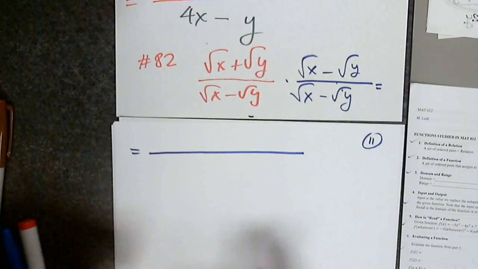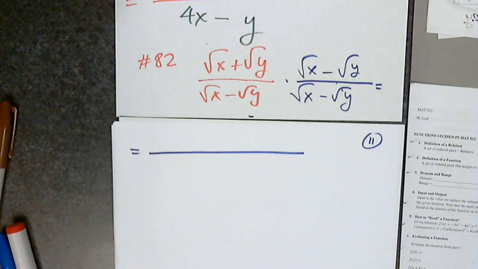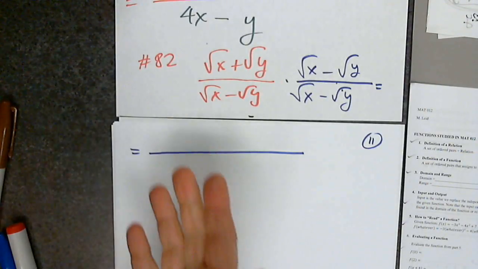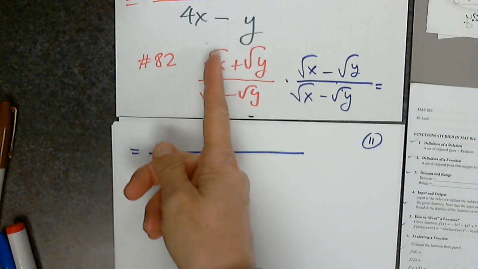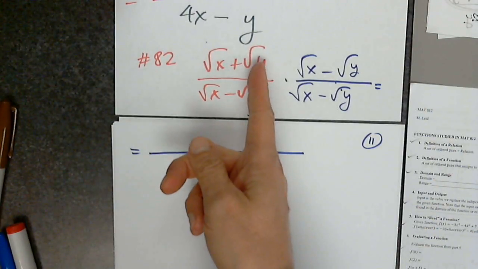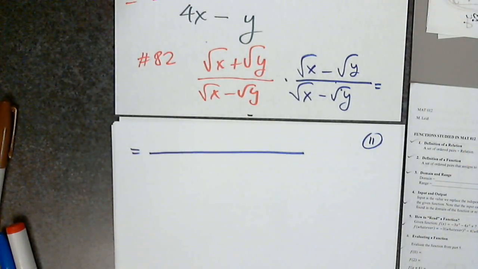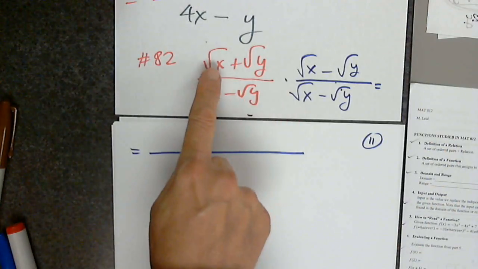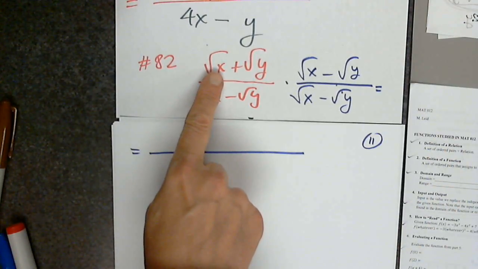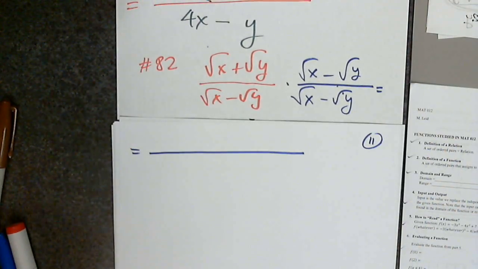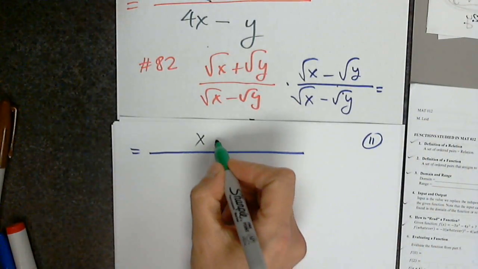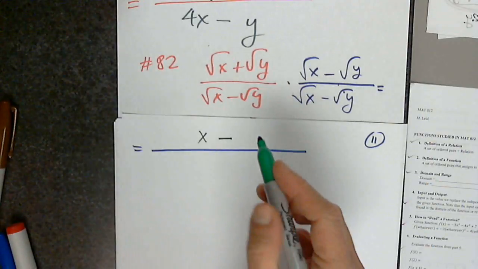I highly recommend you use our special products and our conjugate for both. The top is easy. It's the first term squared minus the second term squared. The denominator is a little bit more involved. So the first term squared, the square root of x squared, which is x, yes. And then minus the 6, yes.